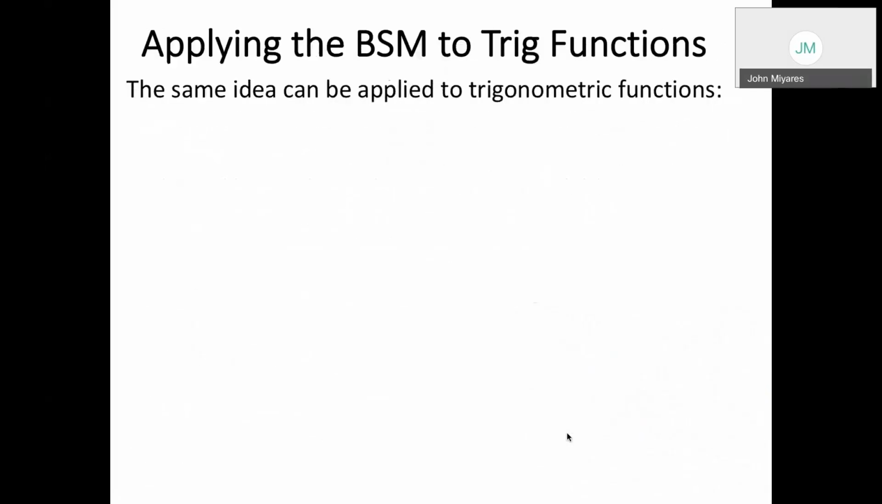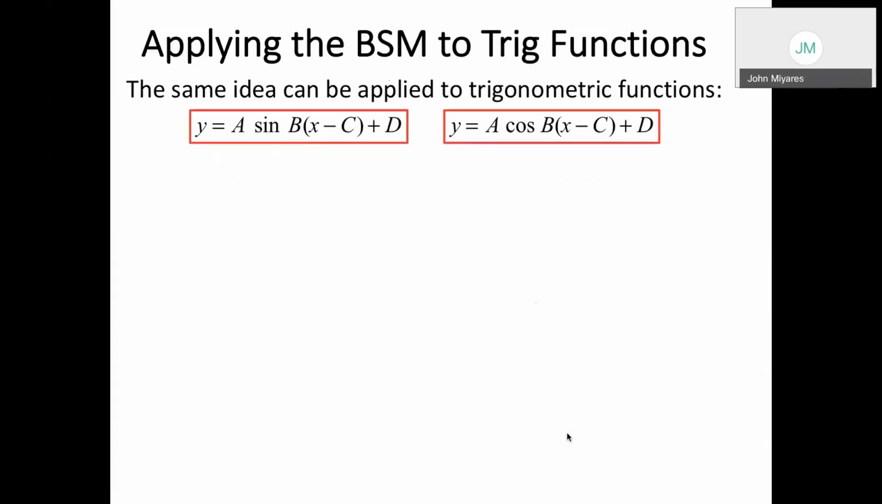Now, the basic shape method can be extended to trigonometric functions as well as it was to these functions that we just looked at. For now, we're going to concentrate our efforts on just the sine function and the cosine function and look at the effects of putting a lead coefficient in front, A, a coefficient in front of the x term, B, subtracting a quantity inside the parentheses, which we'll call C, and adding a quantity to the end, which we'll call D.